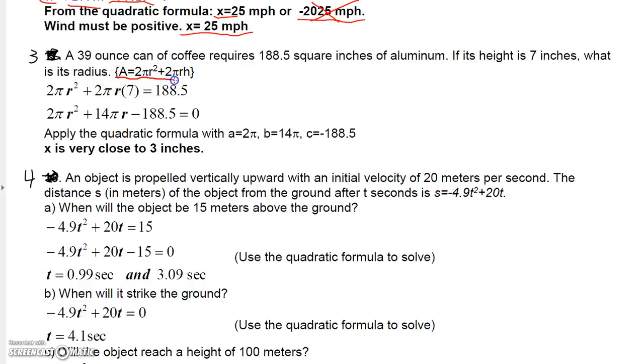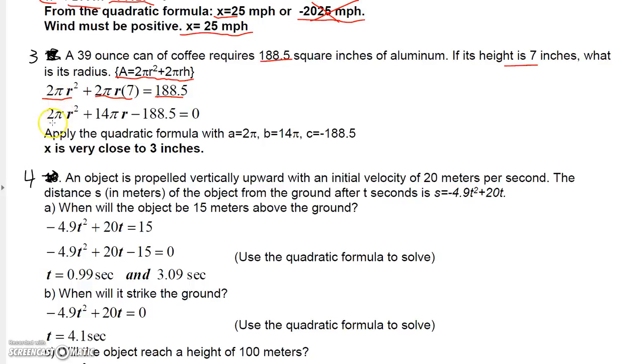Area is 2 pi r squared plus 2 pi r h. That's the area of this can of coffee. And we're given that the area equals 188.5 square inches. So I just wrote this equation, 2 pi r squared plus 2 pi r h. H is 7 because it says that over here. And then that equals 188.5.